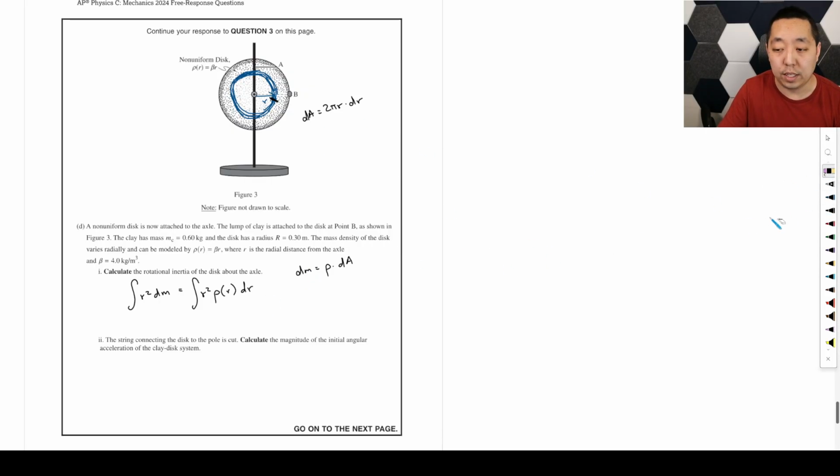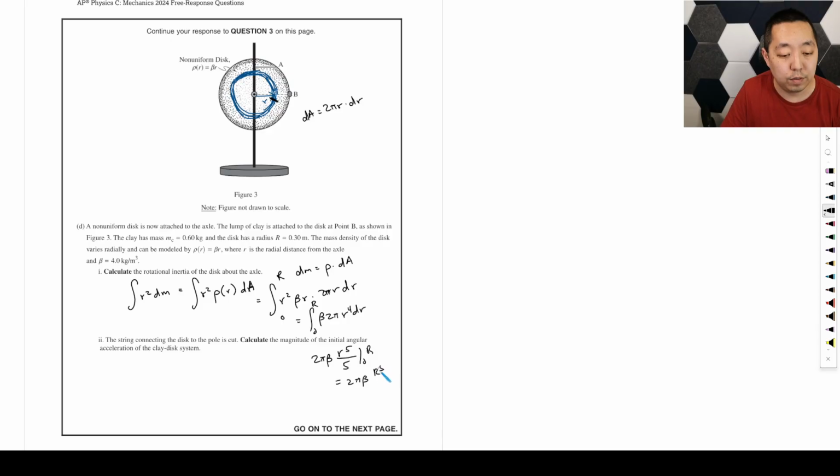So then we'll put dA here. This is going to be the integral of r squared times beta r times 2 pi r dr. And then we're going to integrate this from 0 to capital R. So this is the integral from 0 to capital R of beta 2 pi r to the 4th dr. And that's going to be 2 pi beta r to the 5th over 5 from 0 to R. And that's going to be 2 pi beta R to the 5th over 5. Okay, and then we just plug in numbers.